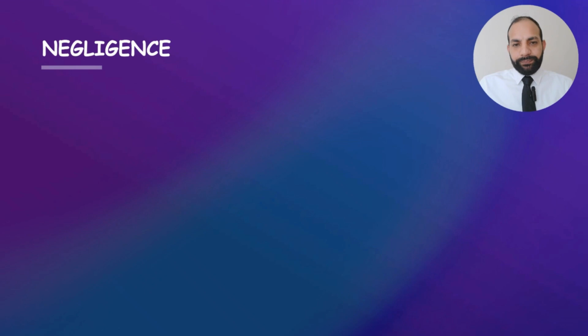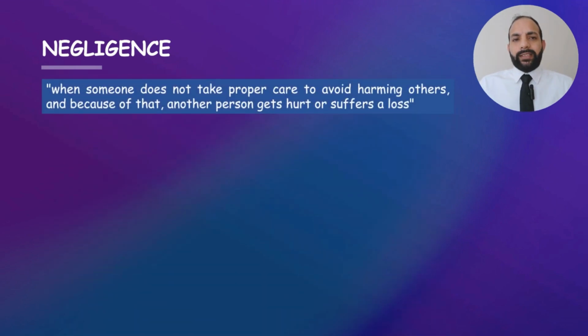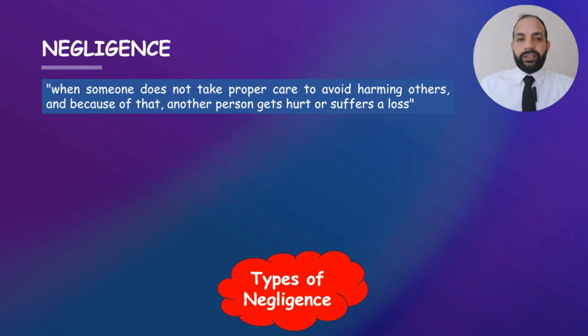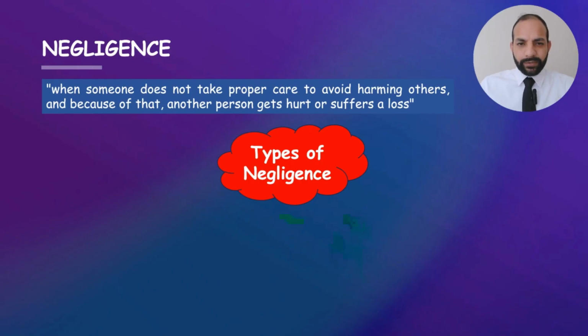Okay, so negligence. When somebody does not take proper care to avoid harming others, and because of that another person gets hurt or suffers a loss. So when you know that, but you don't take proper precautions to avoid that loss or that activity, even though you know it could hurt somebody else, that is called negligence. So, okay, see the types of negligence.